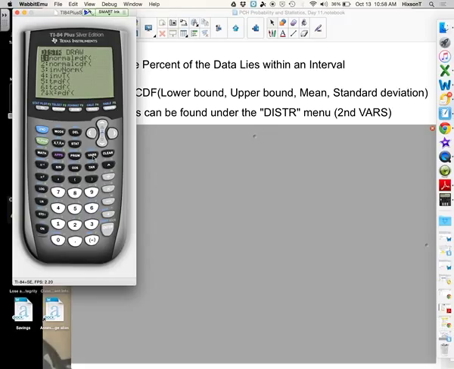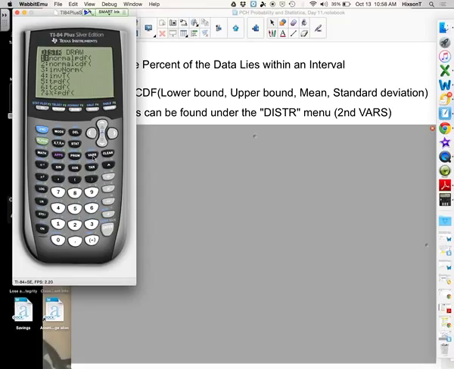There we go. And now, be careful here because there are two. One says normal PDF, the other is normal CDF. The normal PDF is what you would use if you wanted to actually graph and see the bell curve. We're not going to do that. The normal CDF stands for normal cumulative distribution function.